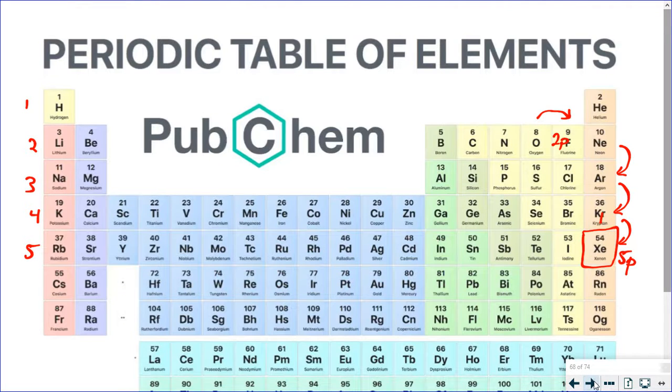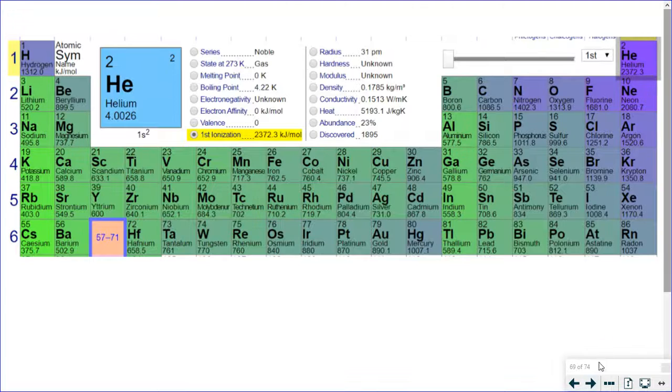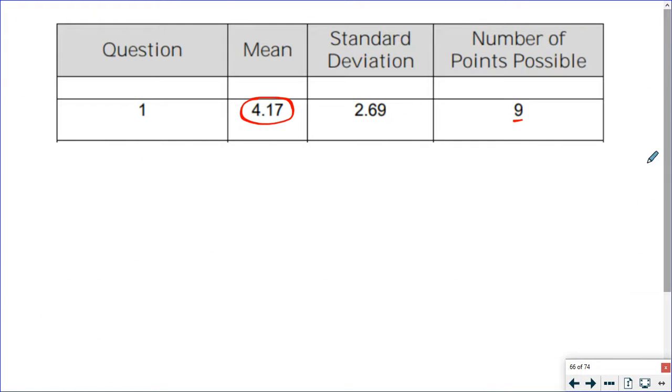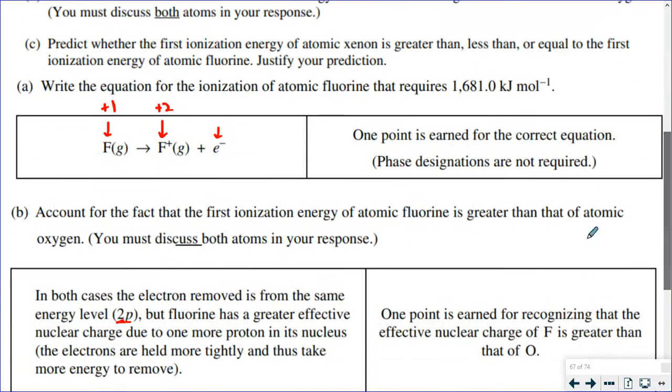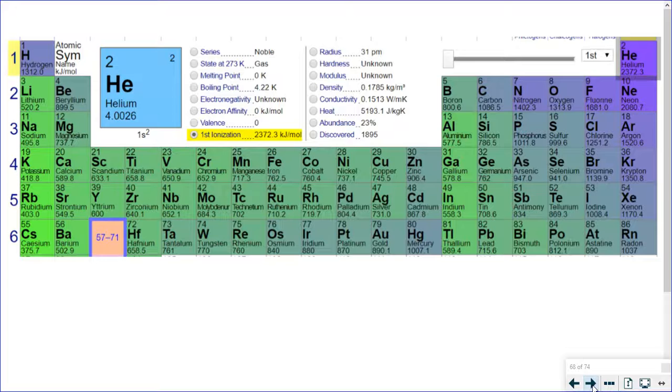Okay, I want to do a side note here and look at a couple more trends before we answer the rest of this question. So this is our first ionization energy for any atom on here. That's this equation right here. For any particular atom, start with a neutral and lose an electron. And that's the amount of energy required to do that.